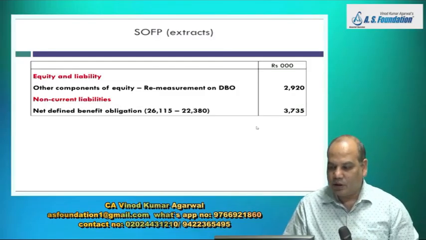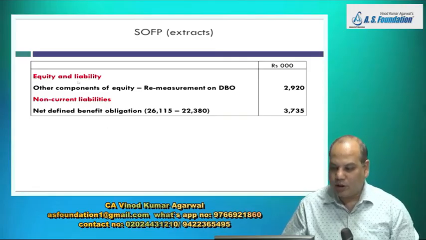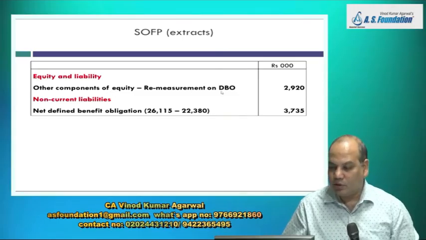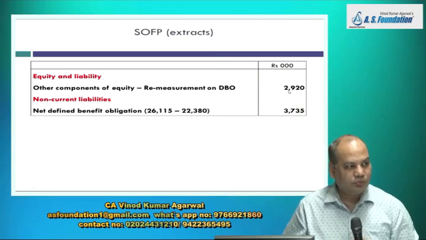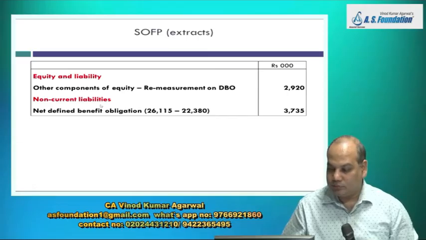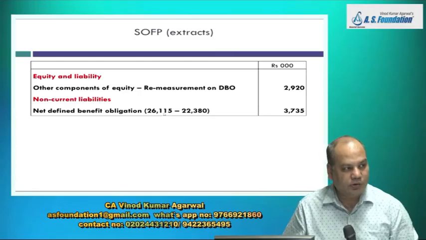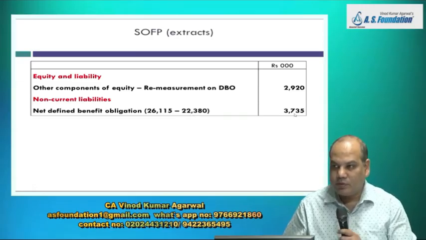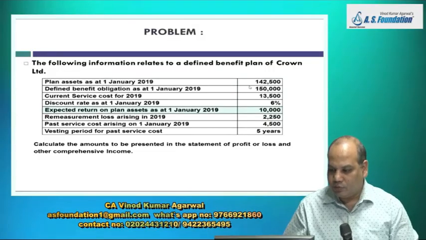And how will you present in SOFP? In equity and liability, other component of equity, in other equity, remeasurement on defined benefit obligation will appear 2920. And net non-current liability, net defined benefit obligation you will show, which is the difference between closing defined benefit obligation liability 26,115 and plan asset 22,380. So the net amount is 3735. You try one more question.